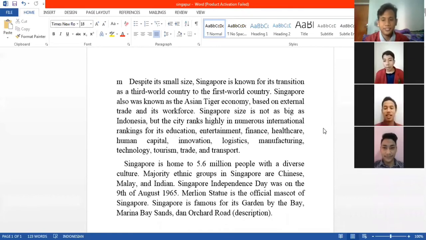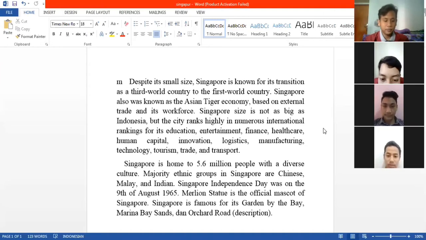And which one is the identification based on the text? Okay, Muflih, go ahead. Despite its small size, Singapore is known for its transition from a third world country to a first world country in education. Okay, 100% right. Identification is usually at the first sentence of the paragraph. You are very correct. All right, everyone. Good job. Let's move on to the next.